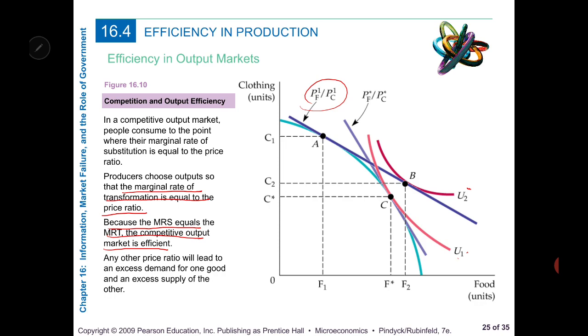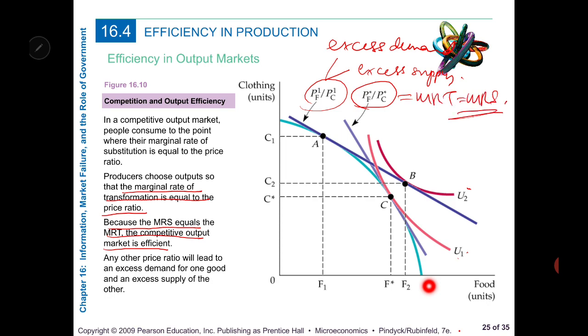If you're using a price that does not equal MRT, then that price may be too low. If it is too low, it will create excess demand. If it is too high, it will create excess supply. Right? And you know the market will react. When there's excess demand, they will buy less of it, and the price will go up. If you have excess supply, prices will go down. So all these adjustments will bring the price ratio back to the equilibrium, which equals the MRT, equals the MRS. Okay, and that's why your final equilibrium is at C. And this is the consumption for the market.